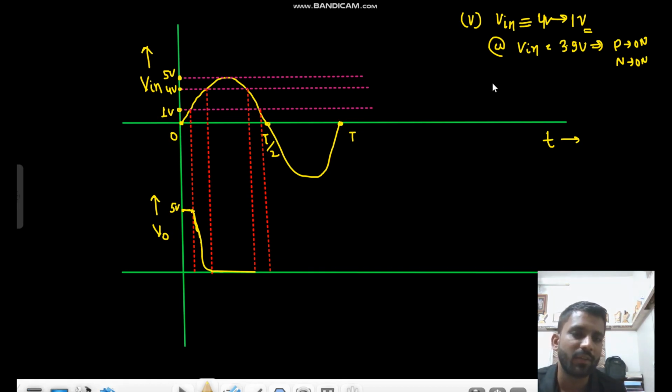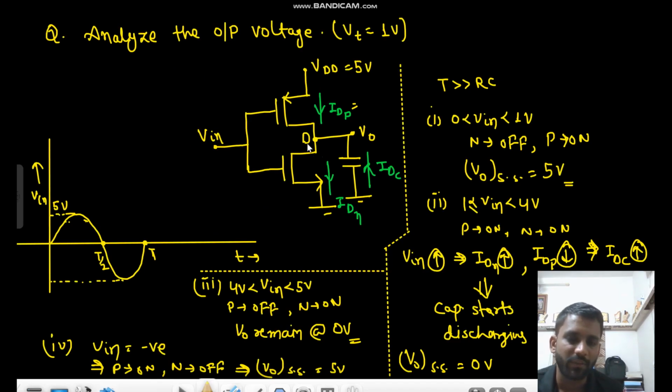If Vin is decreasing, then the current in NMOS is decreasing and the current in PMOS is increasing, because if Vin is decreasing, then your VSG is increasing. So current in PMOS is increasing and in your NMOS is decreasing. Let us assume this is 4 ampere, this is 1 ampere. So 3 ampere has to go down in this direction, right? So the capacitor charges.